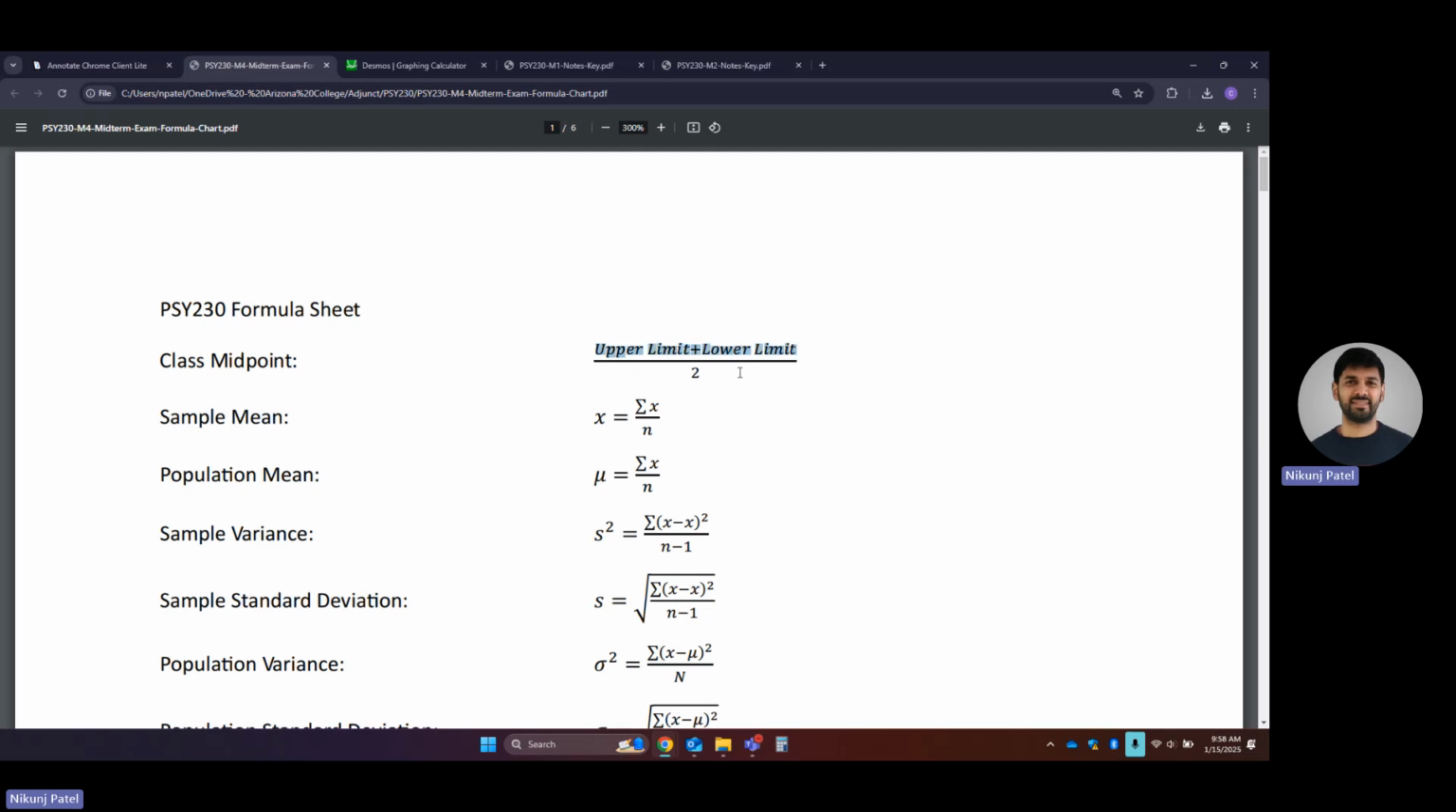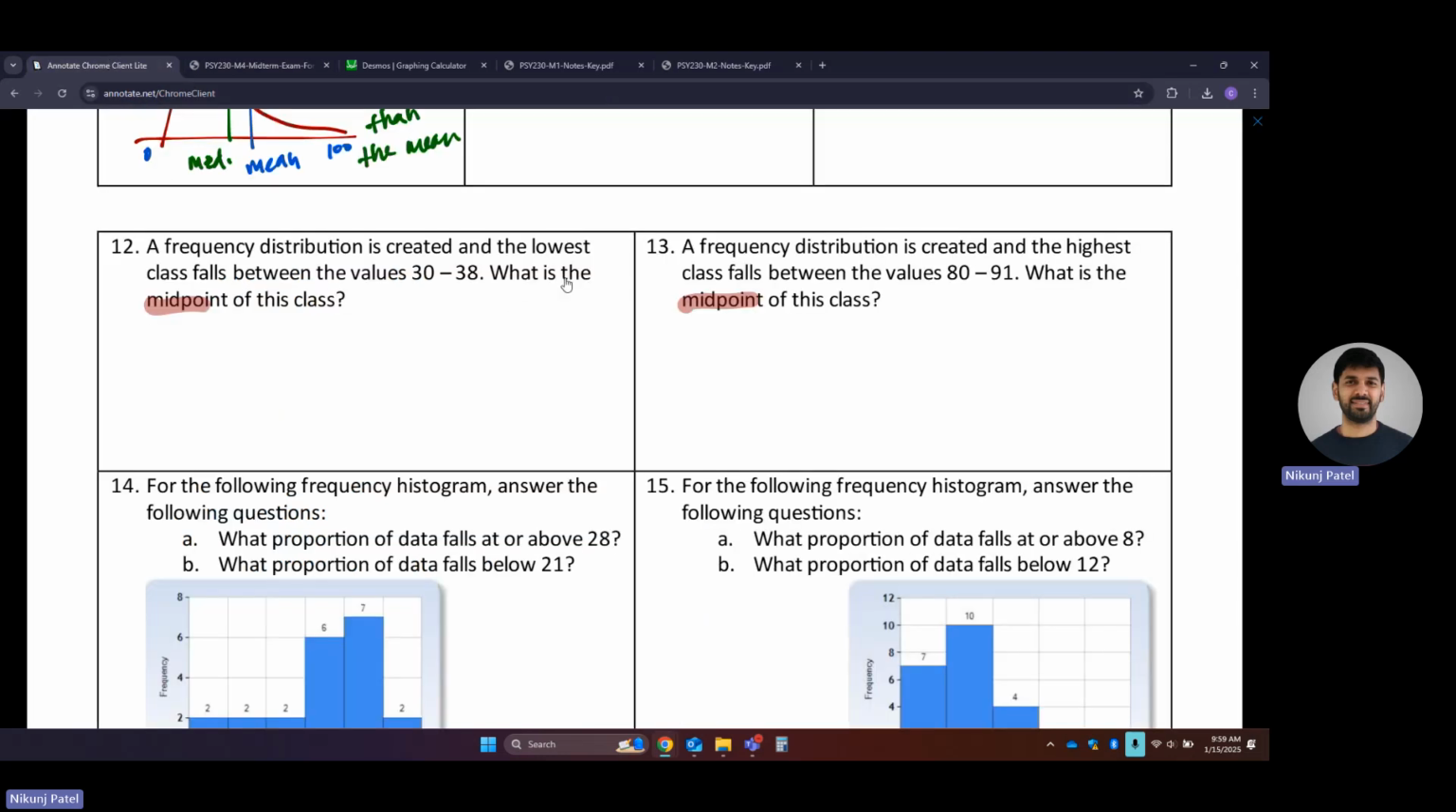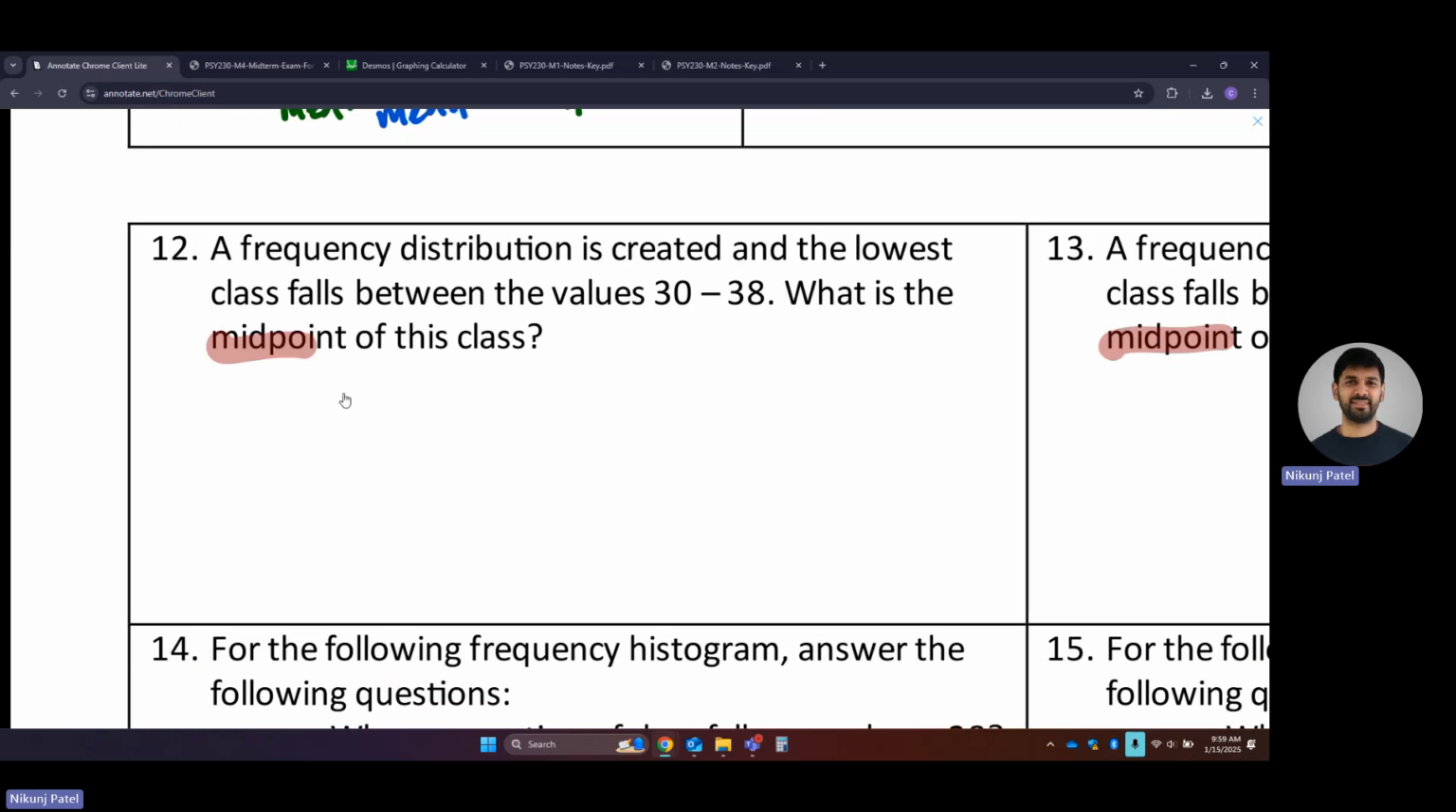Upper limit plus lower limit divided by 2. Again, you don't need to memorize this because you'll have it available during the midterm, but you do need to know how to use it. Upper plus lower divided by 2. When it asks for what is the midpoint of this class, it's asking what's the midpoint between these two numbers.